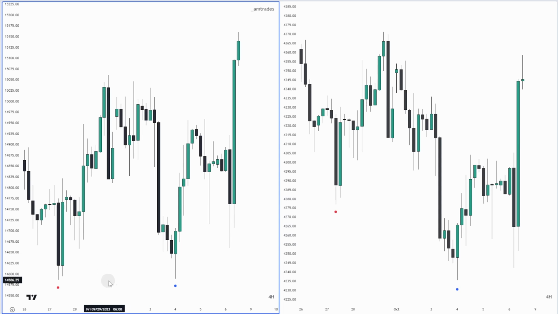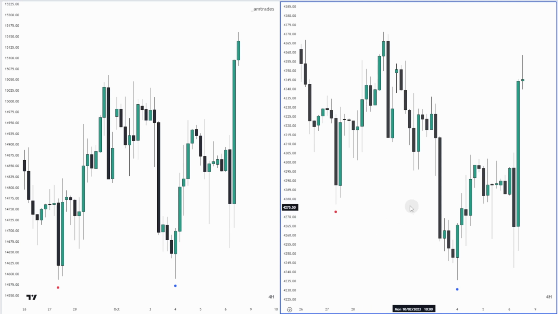When I see equal lows like this on NQ, I also find it very important to look at ES at that same reference point to see what it did. And here we have an example of an SMT being formed at the lows, where this red dot on both pairs, you can see ES ran out that external low while NQ failed to do so.